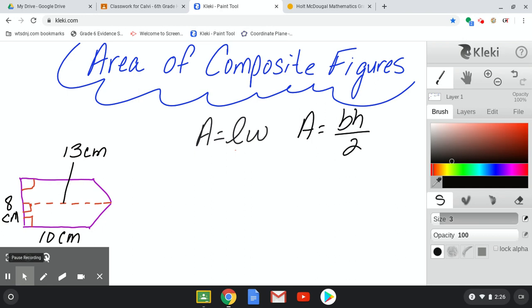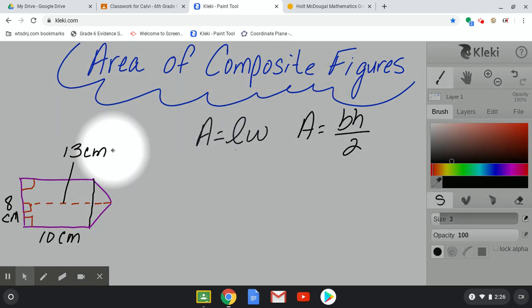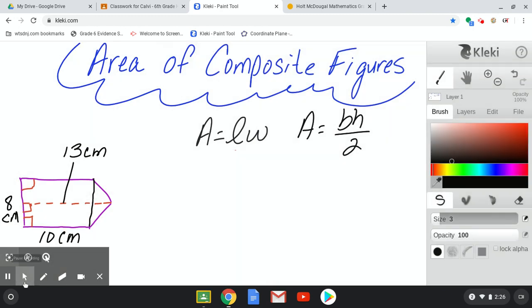Okay, so what they did was they cut this right here. So we have our two formulas, formula for the area of a rectangle, that's going to be for this piece, and then our formula for area of a triangle, which is going to be the triangle at the top. Okay, so let's do the rectangle first. The length of just the rectangle is 10 centimeters and the width is 8. So that's a 10 by 8 rectangle.